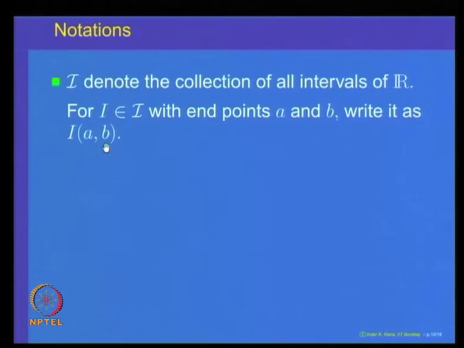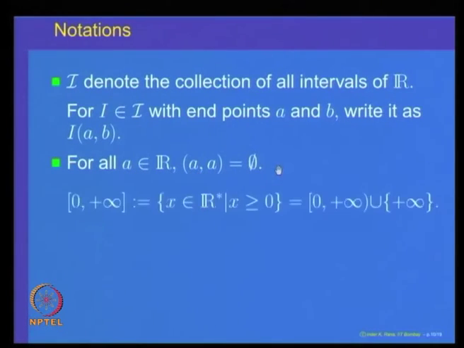Left end point is a, the right end point is b. So, on this collection of all intervals, we are going to define a function. So, for example, recall that the open interval a comma a is the empty set, and the interval 0 to plus infinity. So, the square brackets indicate that we are including 0 and we are including plus infinity.